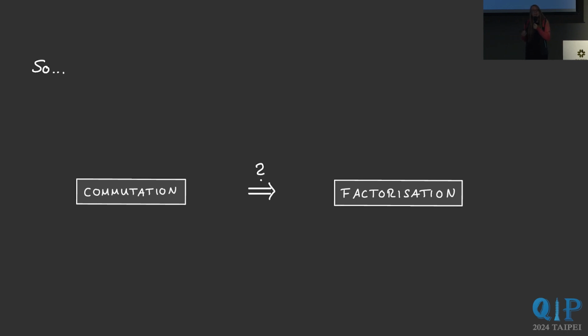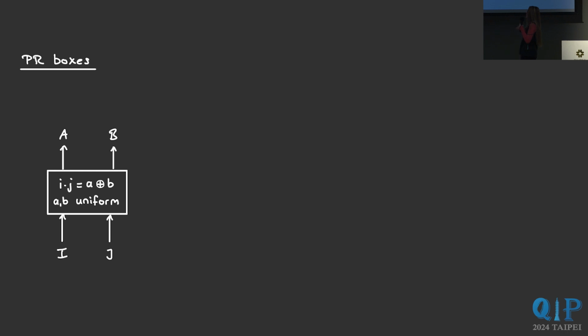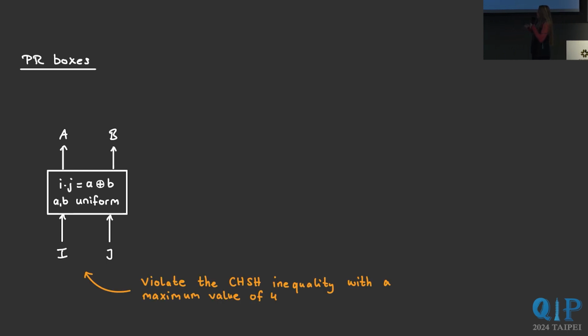Well, the title kind of suggests that this holds, right? But I haven't been fully honest with you in the title. It's actually not that simple. To see that, let's look at a different, also classical example, which is PR boxes. A PR box takes two classical systems as input and puts out two classical outputs, such that the product of the inputs equals the sum of the outputs modulo 2, and the outputs are uniformly distributed. These PR boxes violate the CHSH inequality with a maximum value of 4, because they deterministically produce these output correlations.